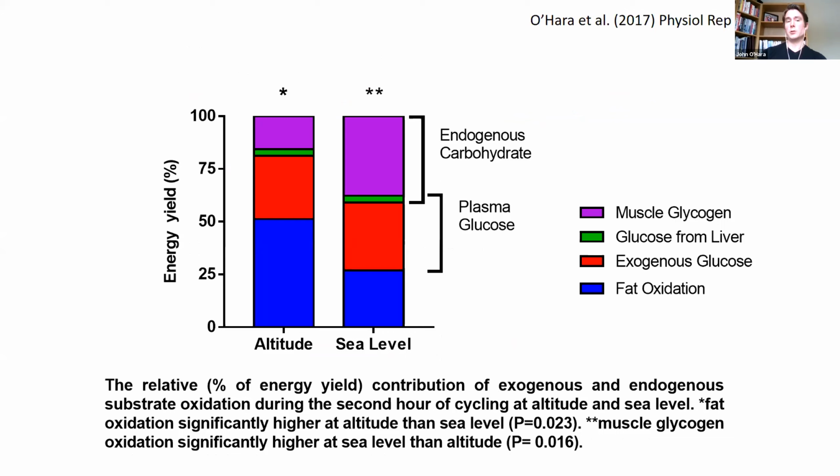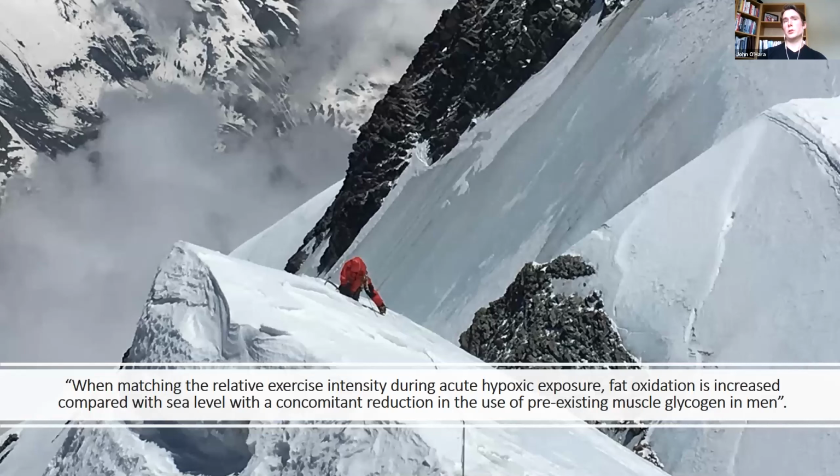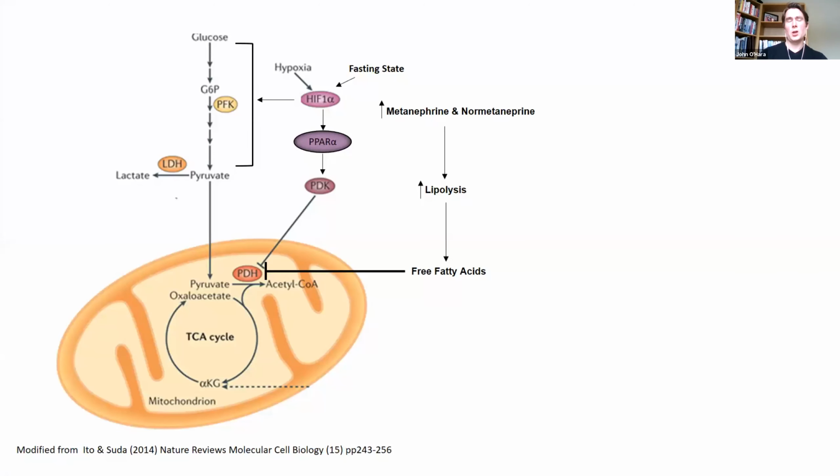So we got a significant reduction in muscle glycogen at altitude compared to sea level, with no differences in glucose release from the liver and exogenous carbohydrate oxidation. So our conclusion from this study was that when matching the relative exercise intensity, during hypoxic exposure, fat oxidation is increased compared to sea level, with a concomitant reduction in the use of pre-existing muscle glycogen in men. Now, is there a possible explanation?